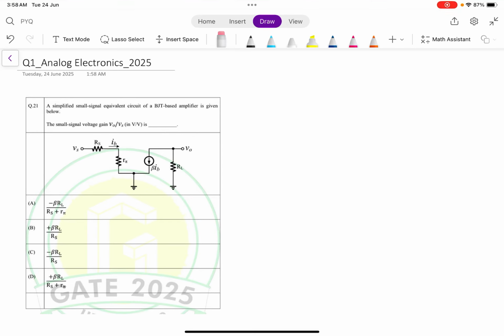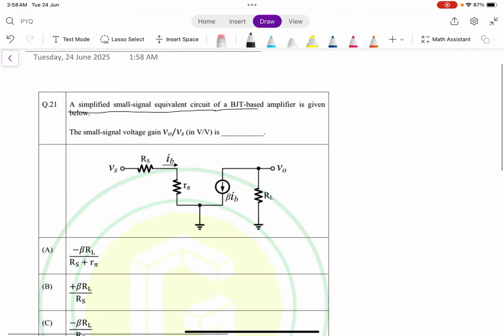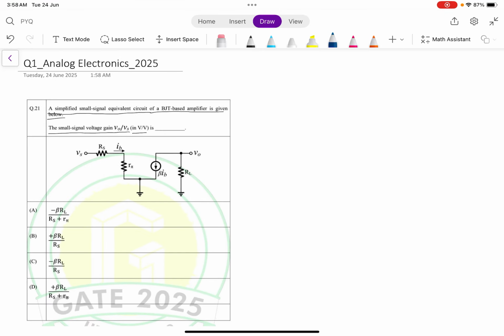Hey everyone, let's start with question number 1, Analog Electronics, asked in the GATE examination 2025 in Electronics and Communication branch. The question says, a simplified small signal equivalent circuit of a BJT based amplifier is given below. The small signal voltage gain V0 by Vs in volt by volt is. So in this question, the question is asked for voltage gain.